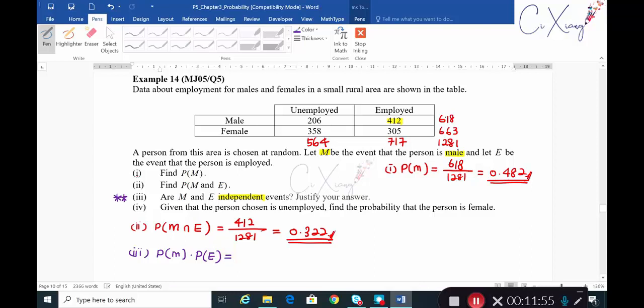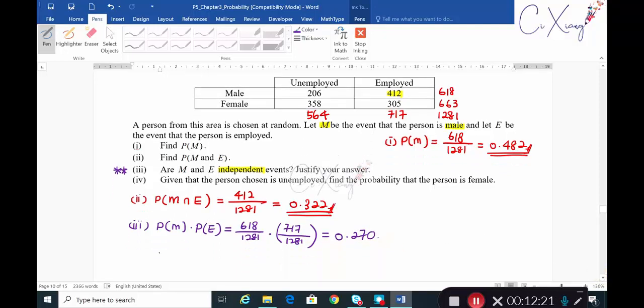So what is the probability of M just now? 618 over 1281, multiplied by the probability of employed. So it's 717 divided by 1281. And from here, I think you get 0.270. So this is the first value that you need to find out. And the second value that you need to find out is M intersect E. And this value we already got just now in part number 2, which is 0.322.